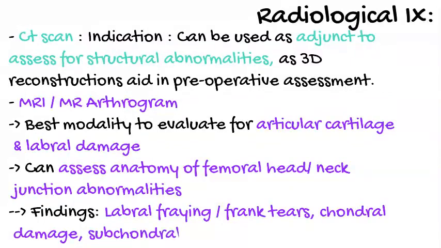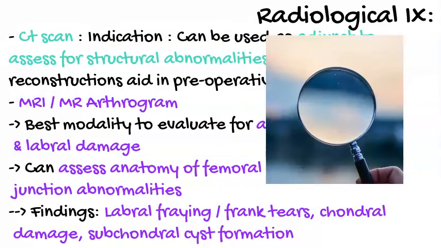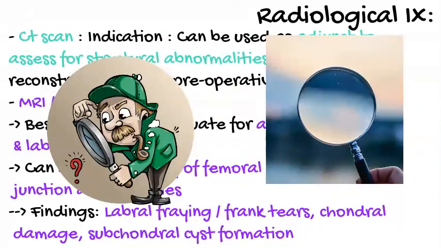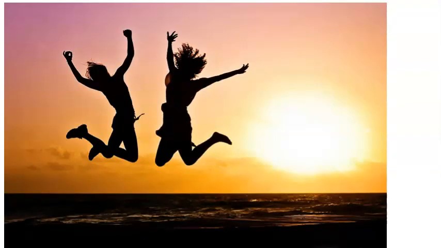For MRI, magnetic resonance imaging or magnetic resonance arthrogram, it is the best modality to evaluate for articular cartilage and labral damage. We can assess anatomy of the femoral head-neck junction abnormalities. The findings in the MRI will show labral fraying, chondral damage, subchondral cyst formation.